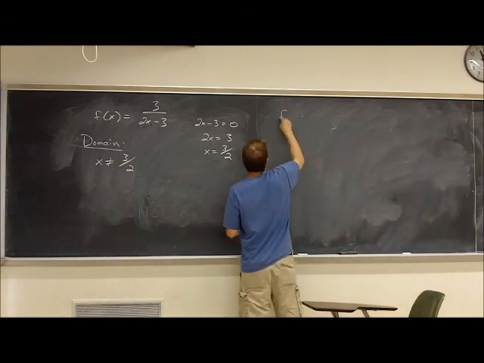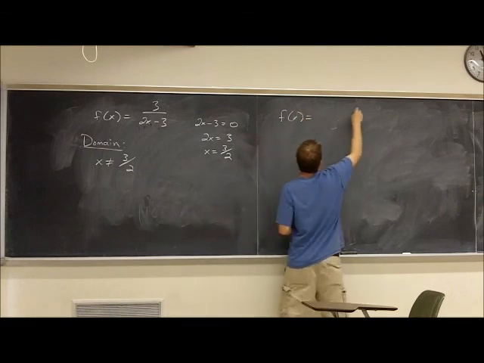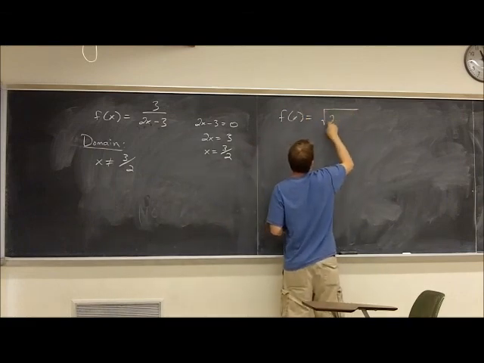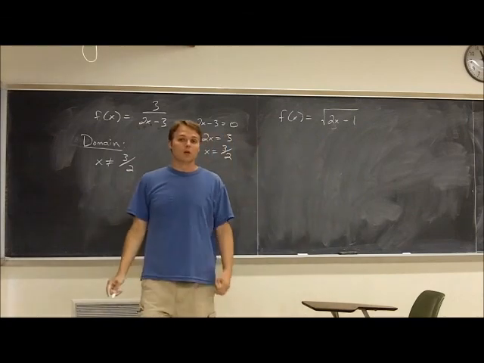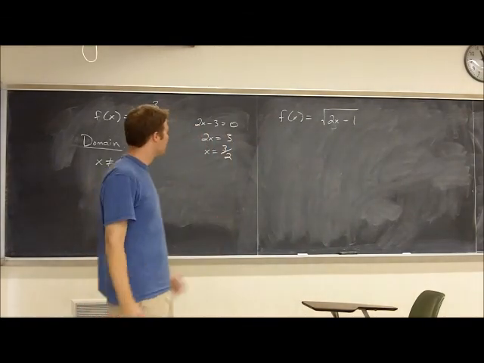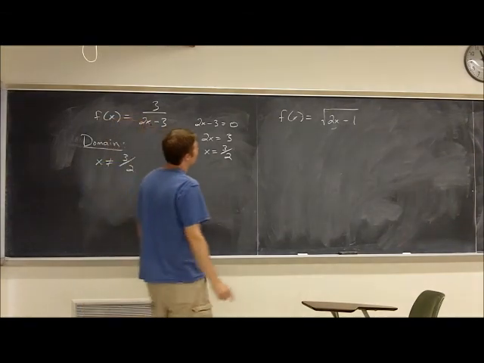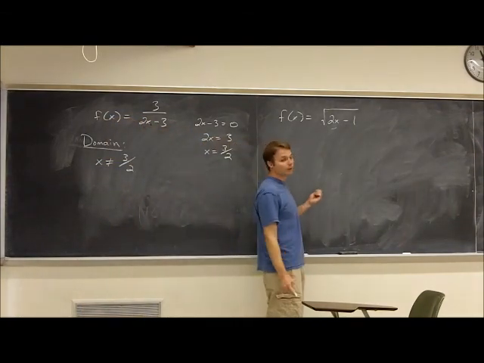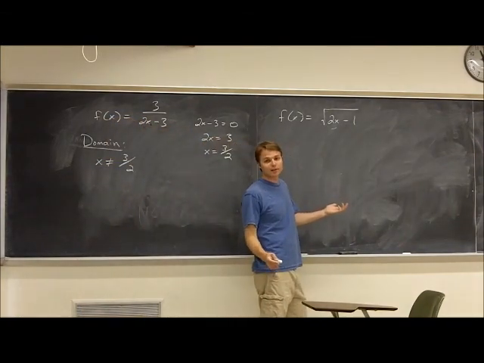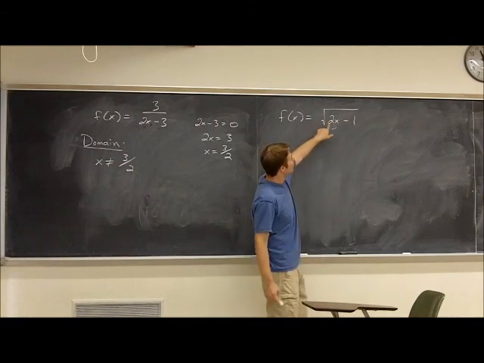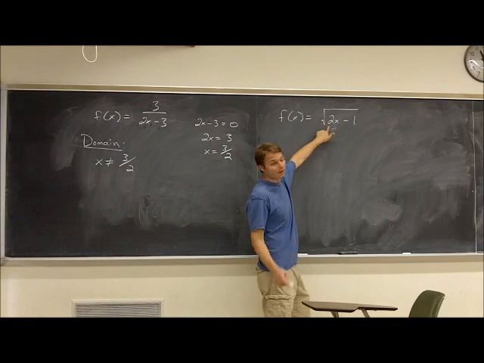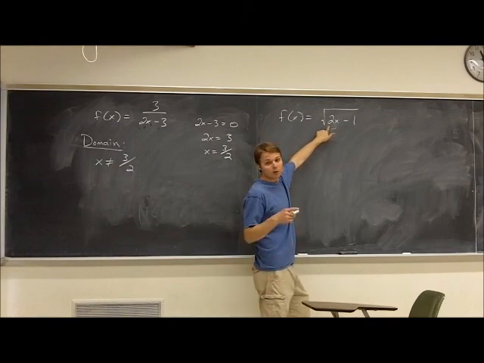So for example, something like this, the function f of x is equal to the square root of 2x minus 1. What is the domain of this particular function? Well, what is the bad thing that could happen? Well, there's no division, so we definitely can't divide by 0. So that's not going to cause us any problems. However, we know in math that, at least in what we've done so far, we can only take the square root of either 0 or positive numbers.